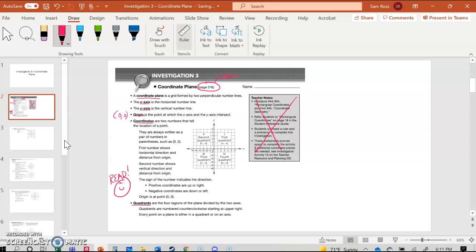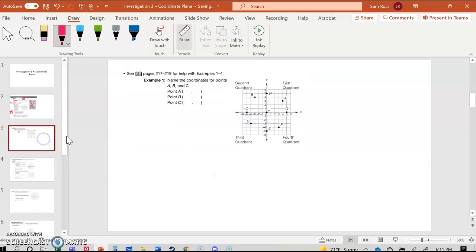Okay, that's a smiley face. And then the first problem you see, this is actually on the first page, and it says, see these pages in your book for help with examples 1 through 4. So this is example 1. You're going to need to complete this. This is just reading the coordinates of each of these.